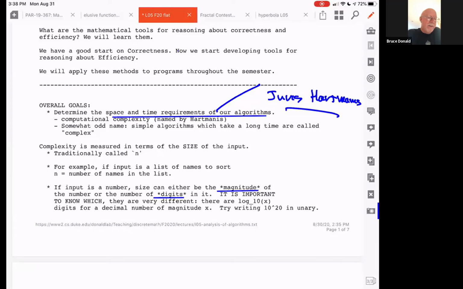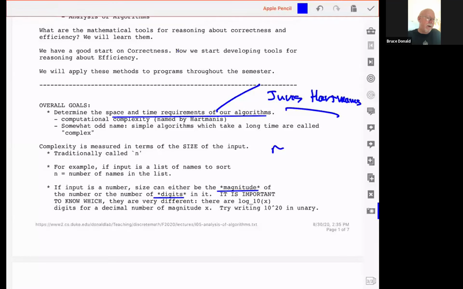So complexity is typically measured in terms of the size of the input, typically n, but it could be something else. We'll definitely see that right away. So for example, if we wanted to sort a list of all the students in the class, how fast can you sort when n is the size of the list?